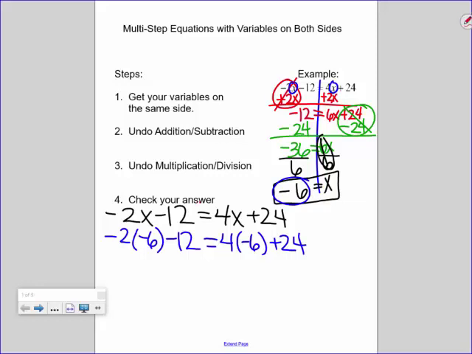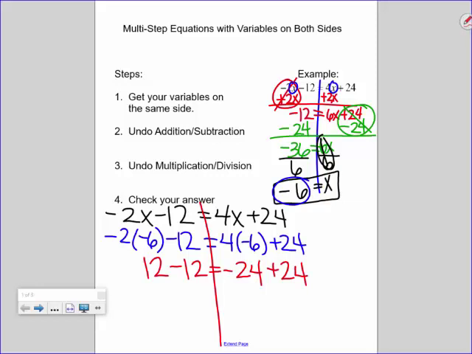Okay, again, I'm going to draw the line just so I don't start getting crazy and moving stuff around. Right here I have -2 times -6. Is it a positive or a negative? A positive 12. And then I have -12 equals, I have a positive 4 times a -6, -24, and then I have a positive 24.